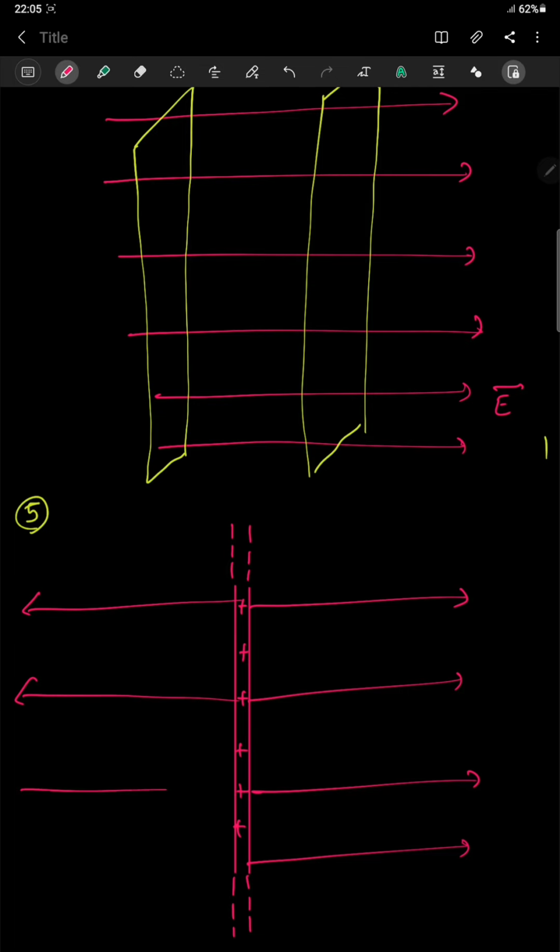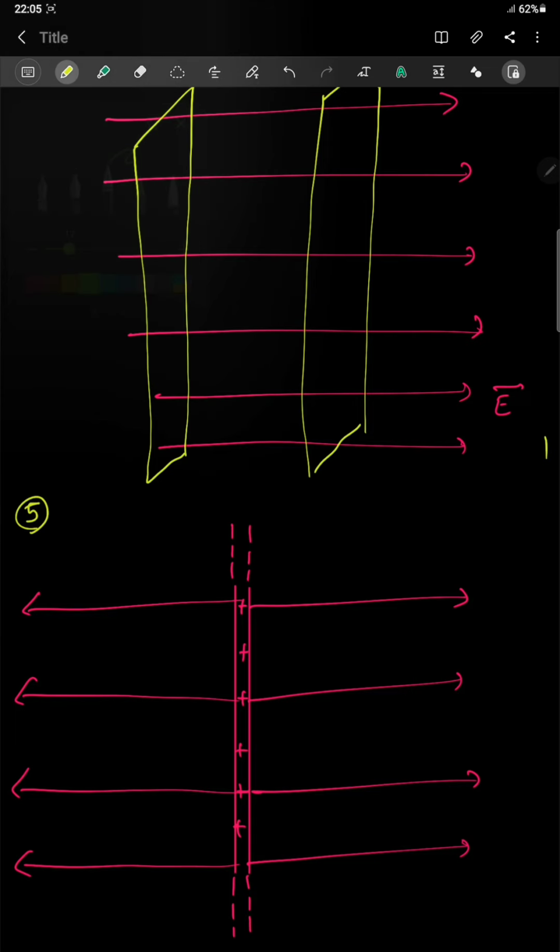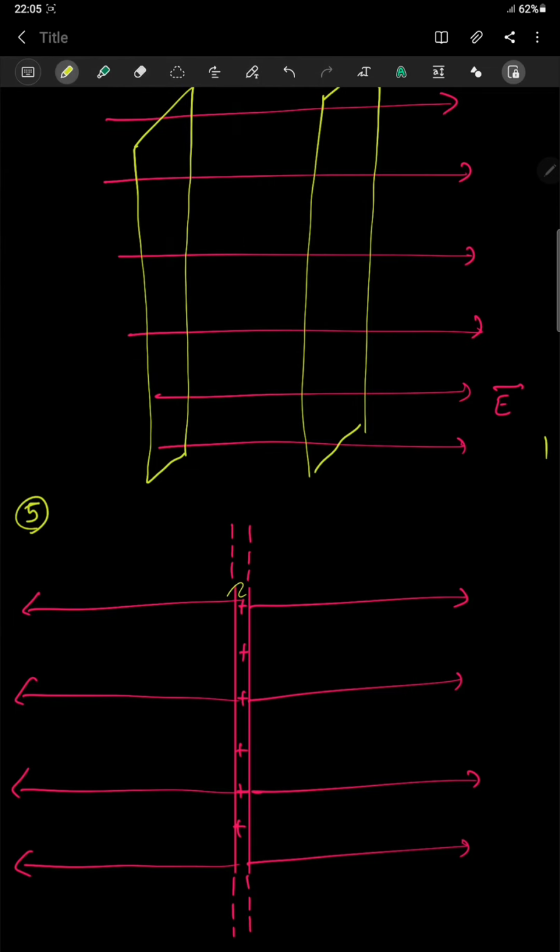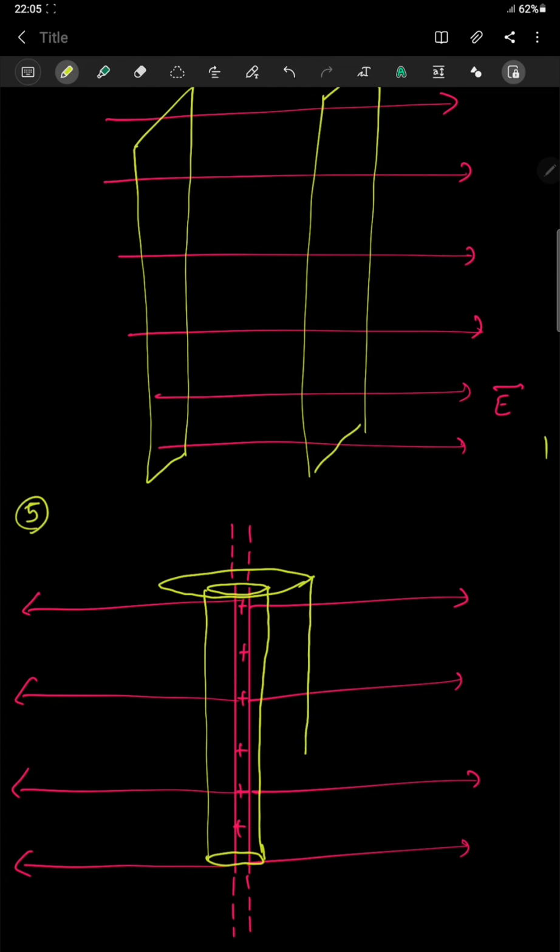Okay, fine. Now what should be the equipotential surface? So for this, the equipotential surface will be cylinders. Cylinders will be your equipotential surface. Now what about the next cylinder? It will be a bit farther. Which principle? The fifth property.